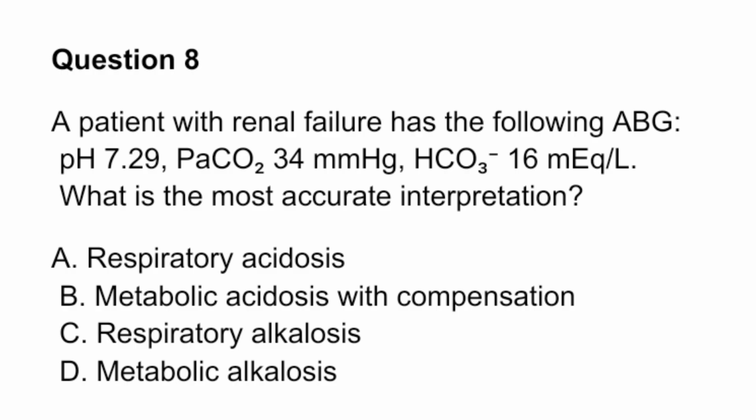Question 8. A patient with renal failure has the following ABG: pH 7.29, PaCO2 34 mmHg, HCO3- 16 mEq/L. What is the most accurate interpretation? A. Respiratory acidosis. B. Metabolic acidosis with compensation. C. Respiratory alkalosis. D. Metabolic alkalosis.